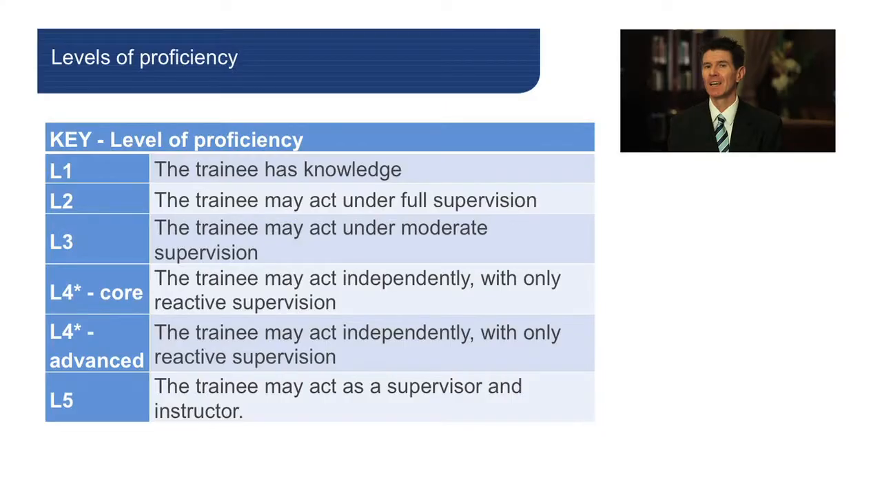Each entrustable professional activity includes descriptions of expected performance at different levels of proficiency. This includes what we've called core level, and that is the minimum expected performance for all community child health trainees across each of the core areas, as well as for more advanced levels of performance.